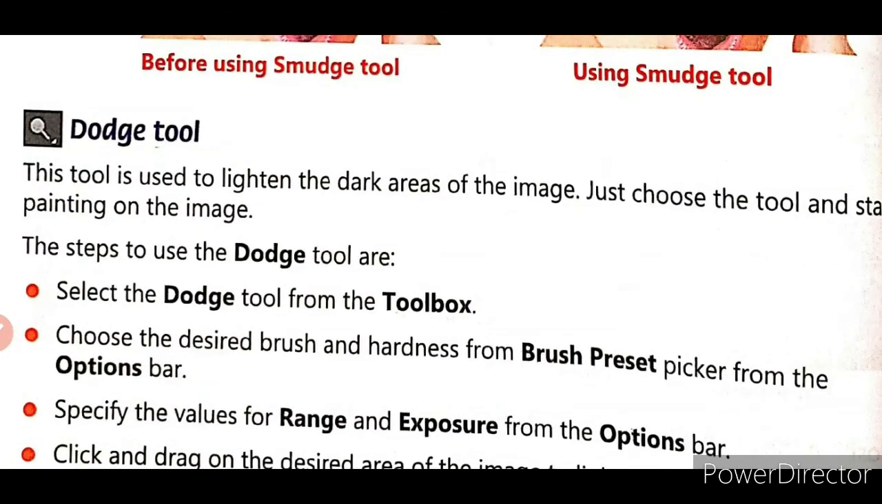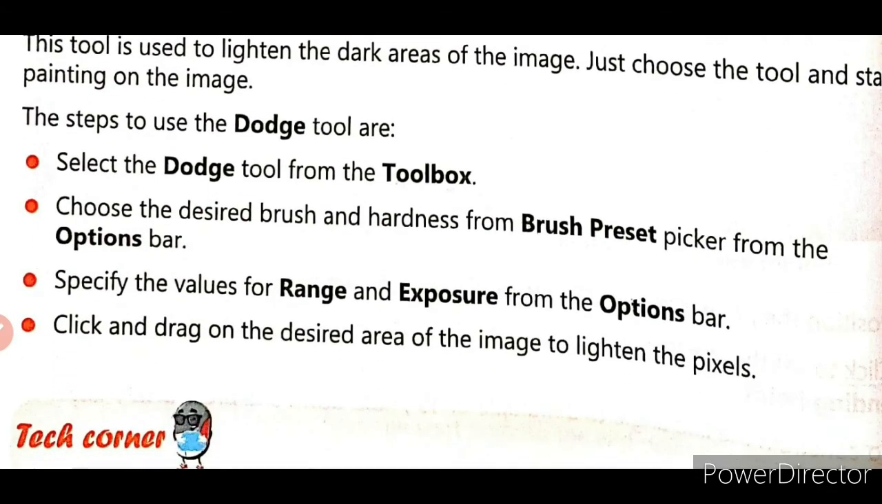Okay. So why is this dodge tool used? In order to lighten the dark areas of the image. You can simply choose this tool and start painting on the image in order to lighten the dark areas of the image. First select the tool from the toolbox, then you can select your desired brush and hardness from which option? The brush preset picker option. Then you can specify the values for the range and exposure. Then click and drag using the mouse pointer on the desired area of the image to lighten the pixels.